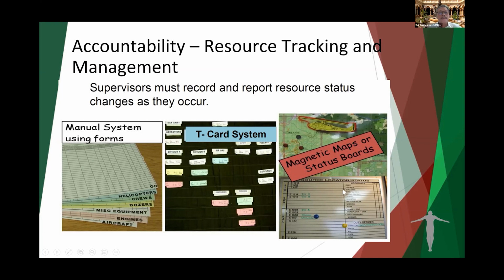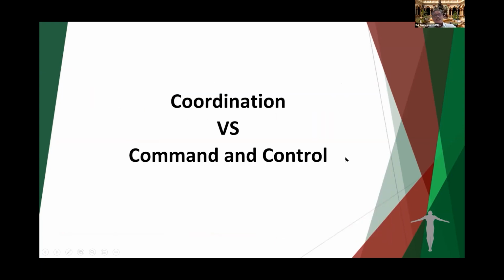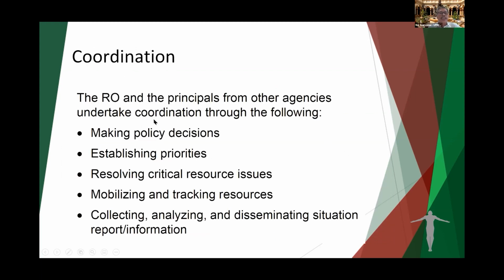Now, let's go to coordination versus command and control. For coordination, this is a task of the responsible official. The responsible official and the principals from other agencies undertake coordination through the following: making policy decisions, establishing priorities, resolving critical resource issues, mobilizing and tracking resources, and collecting, analyzing, and disseminating information.